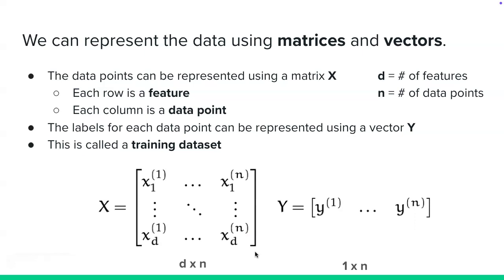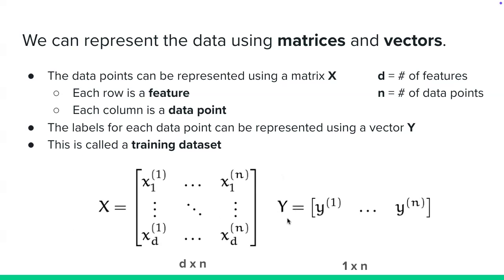Let me give an example. So every column, for example, is a patient. For the heart disease example, column 1 is patient 1. Column 2 is patient 2. Column 3 is patient 3. Or column 1 is student 1. Column 2 is student 2. And every row is a feature. So for example, row 1 is hours studied. Row 2 is student attendance. Or row 1 is age. Or row 2 is cholesterol level.